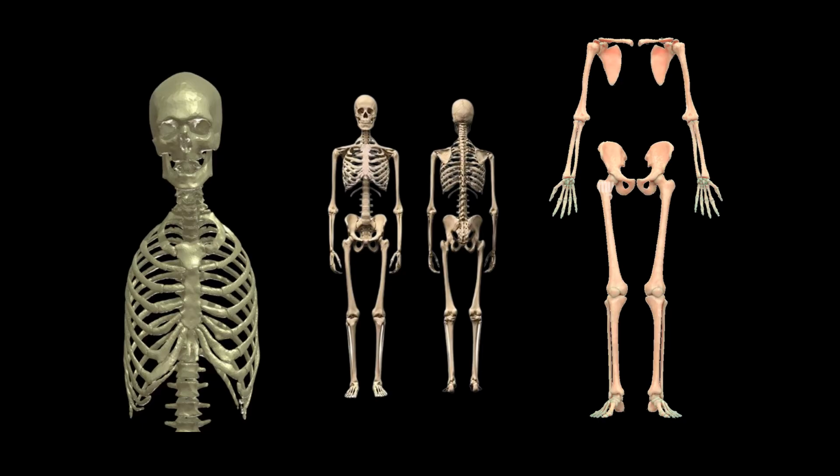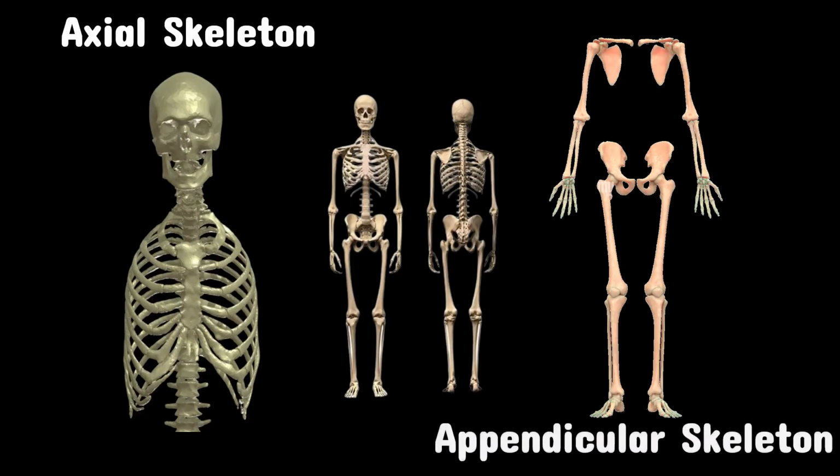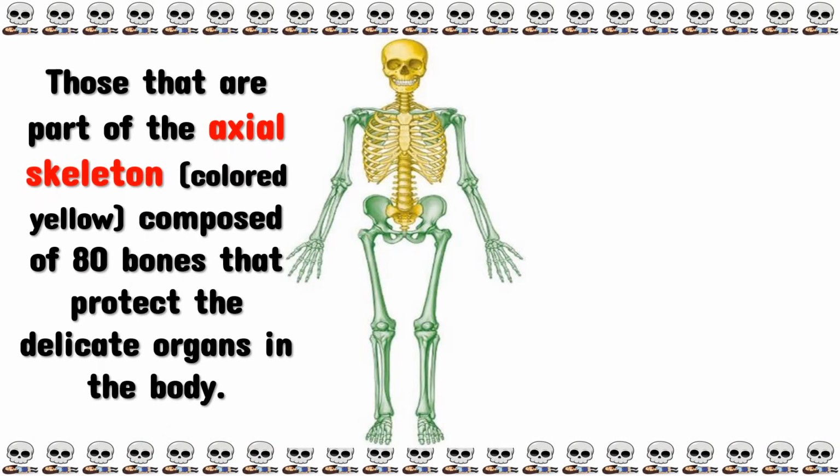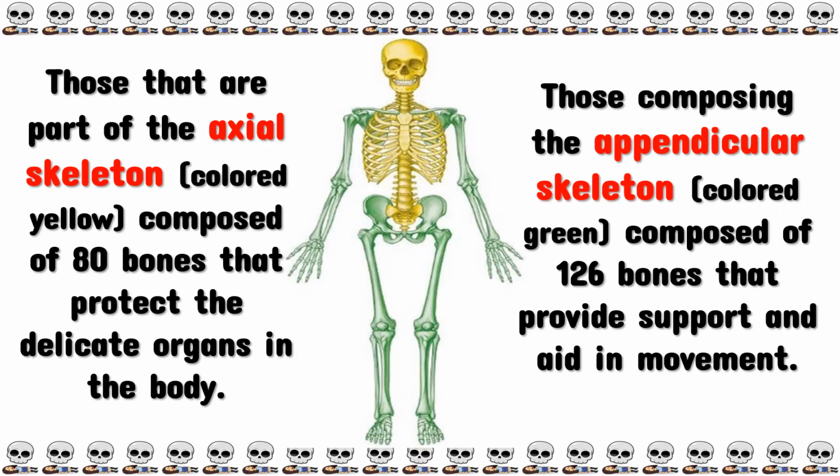The bones in your body can be divided into two categories: the axial skeleton and the appendicular skeleton. Those that are part of the axial skeleton, those colored yellow, are composed of 80 bones that protect the delicate organs in the body. And those composing the appendicular skeleton, colored green, are composed of 126 bones that provide support and aid in movement.